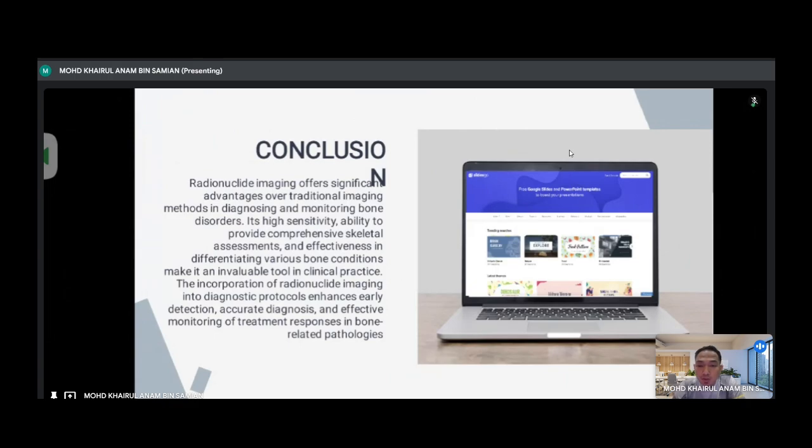So from there we can conclude that radionuclide imaging offers significant advantages over traditional imaging methods in diagnosing and monitoring bone disorders. Its high sensitivity, ability to provide comprehensive skeletal assessments, and effectiveness in differentiating various bone conditions make it an invaluable tool in clinical practice. The incorporation of radionuclide imaging into diagnostic protocols enhances early detection, accurate diagnosis, and effective monitoring of treatment response in bone-related pathologies.